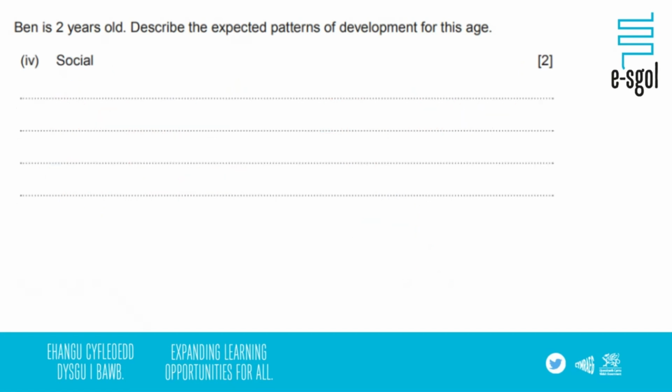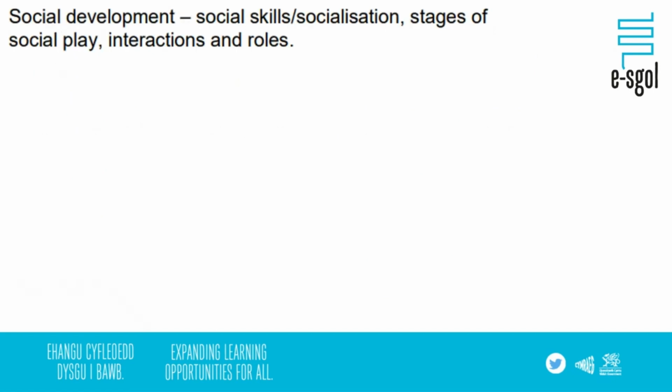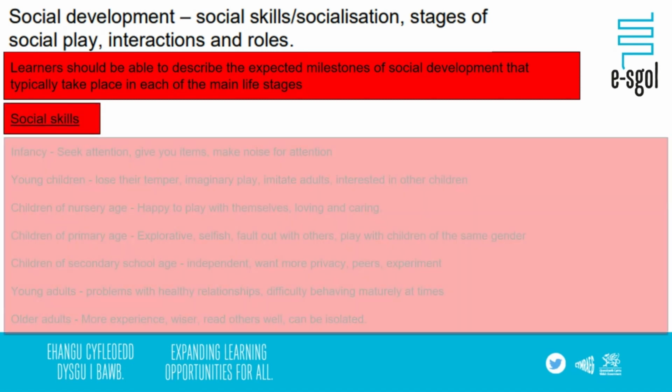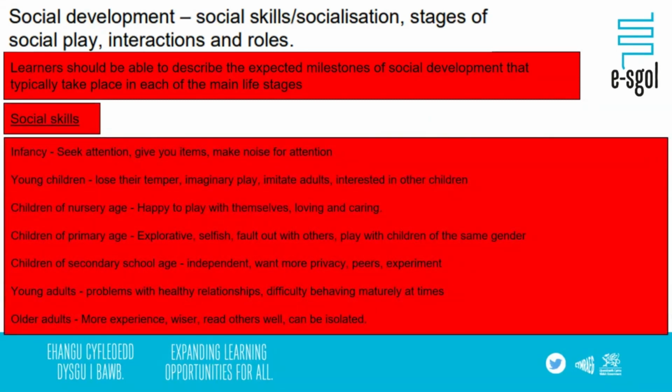And then the social development is basically how we interact with individuals, and this can obviously occur very rapidly depending on how much social interaction that we have. So if we look at the examples that I have now on the screen, we can see that infants perhaps look for attention, they give you items, they make noises, whereas young children then may lose their temper, they perhaps imitate adults playing.